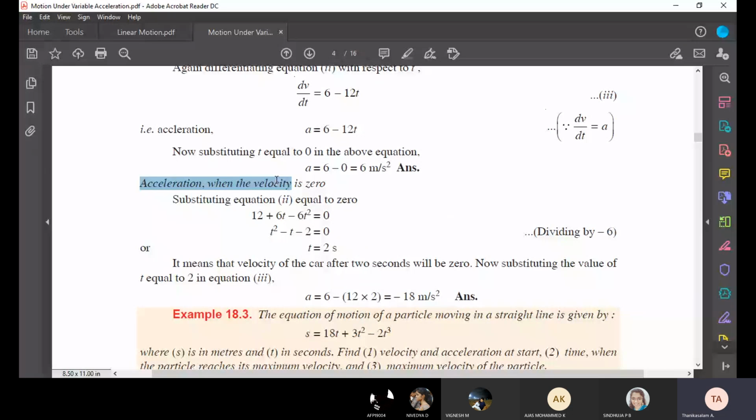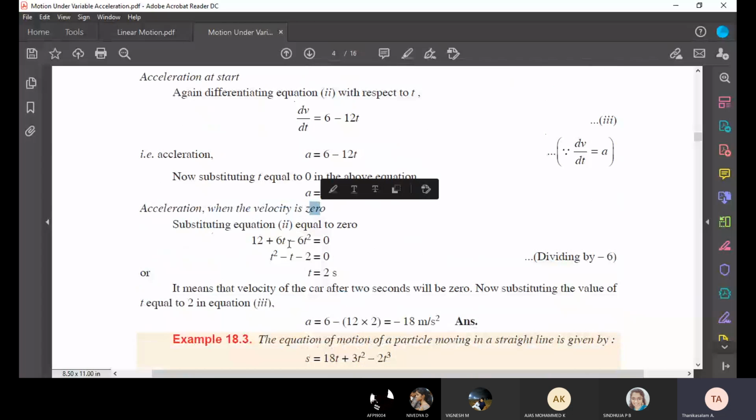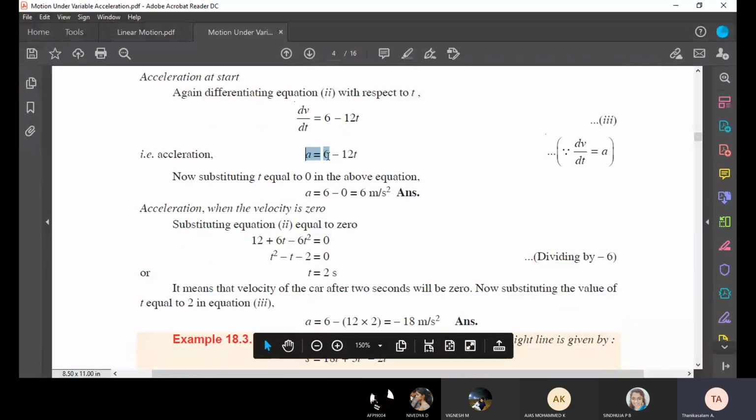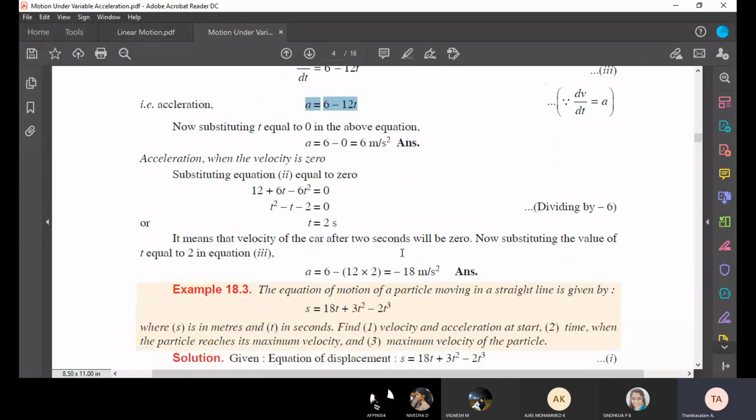They asked for the acceleration, so they have taken the velocity equation and set velocity equal to 0. After calculating t, you have to apply it in the acceleration equation: 6 minus 12 into 2, which is minus 18 meter per second square. Why is minus coming? Anyone tell me? Acceleration is minus because velocity 0 means it comes to rest. Minus acceleration means retardation, negative acceleration. Do you understand?